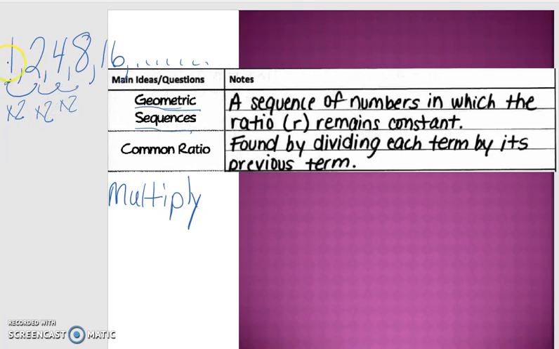Okay, so if I started with 1 and I multiplied by 2, I got 2. Then if I multiply 2 by 2, I get 4. Then if I multiply 4 by 2, I get 8. And you see how the pattern continues on. So this is a geometric sequence.